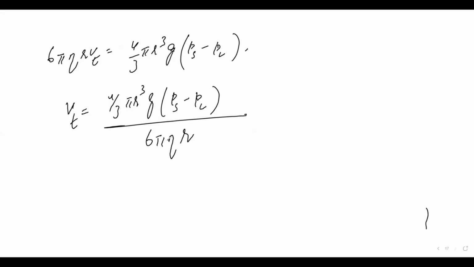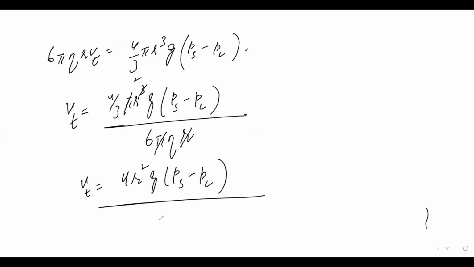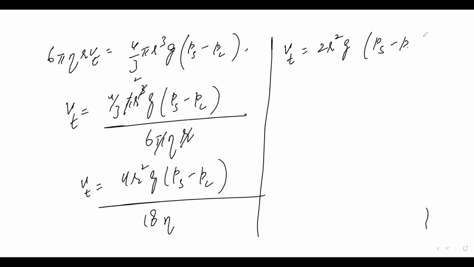Got it? Pi is going to cancel out with pi, r is going to cancel out with its square, and eta would stay as it is. I've got 3 times 6, going to be 18. I can further simplify this down. I've got 4 r squared g times rho s minus rho l, divided by 3 times 6, that's going to be 18 eta. Now I can simplify it further to have the final value for the terminal velocity, and that comes out to be 2 r squared g times rho s minus rho liquid, divided by 18 eta.